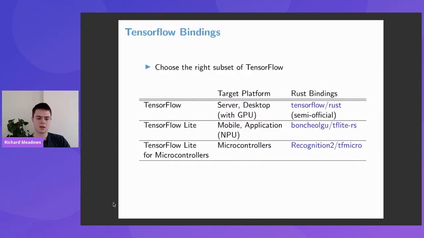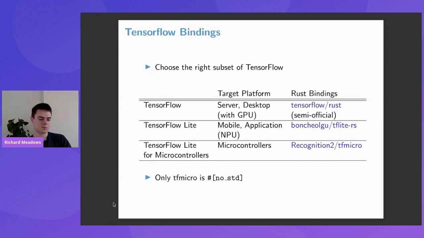Okay, so to support different platforms, TensorFlow comes in several flavors. There are three on this slide, and this is about the code that's running our inference step. The three types differ on the platform that they're intended to run on. For each one, there's a set of Rust bindings, which are Rust functions that have been written to call the C functions in the TensorFlow project. In the right-hand column, there's a list of links to the relevant crates on crates.io.